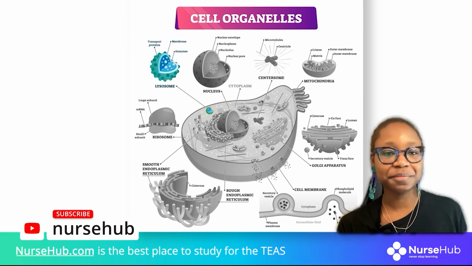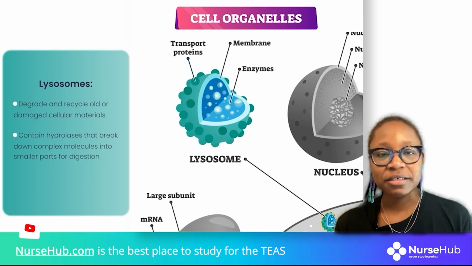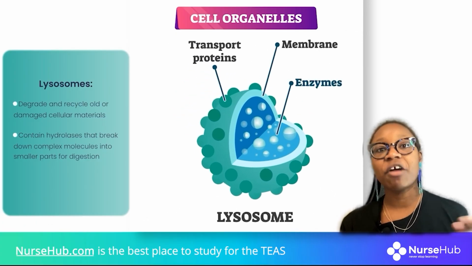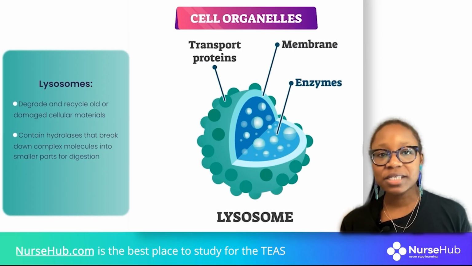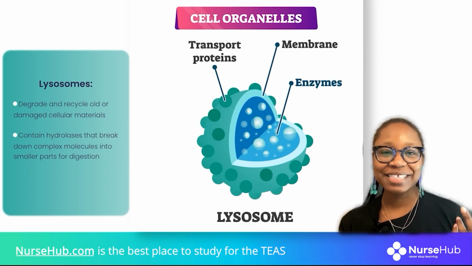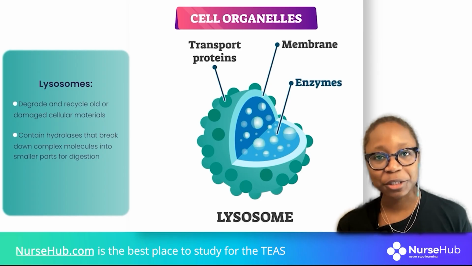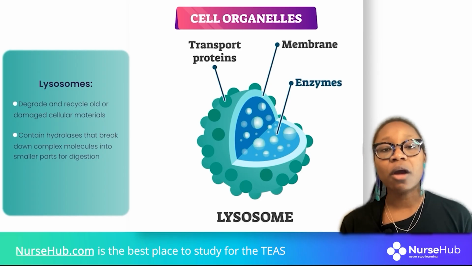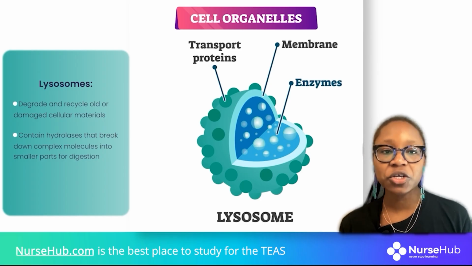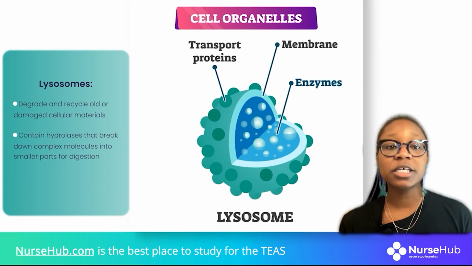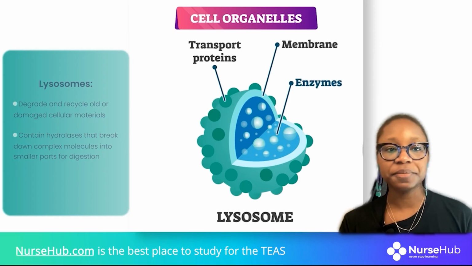Let's jump in. Our cells are often compared to tiny cities, right? Cities need to get rid of waste to function properly. Just like how cities have recycling centers to process waste, cells have lysosomes to degrade and recycle old or damaged materials. Lysosomes are organelles that contain special enzymes called hydrolases, which break down complex molecules into simpler components. This process is known as autophagy.